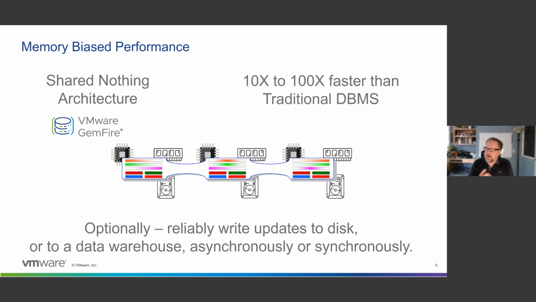GemFire can use the disk drives. We can overflow RAM. We can reliably write to disk. We can do a whole bunch of things and use that disk in your architectures, right? And it's this very simple checkbox for your architect to just go off and be able to turn on persistence or overflowing to the disk drive.